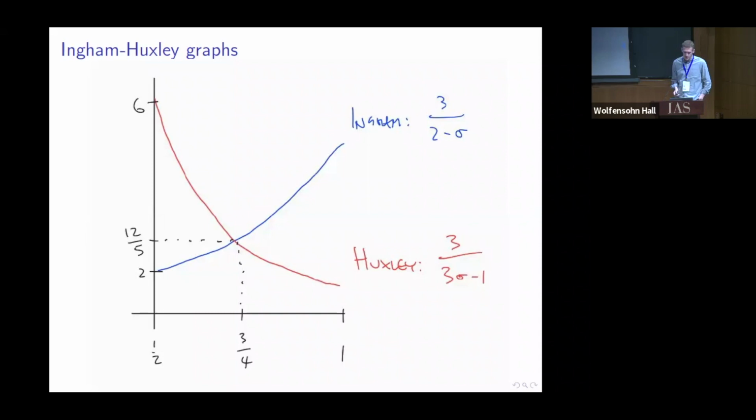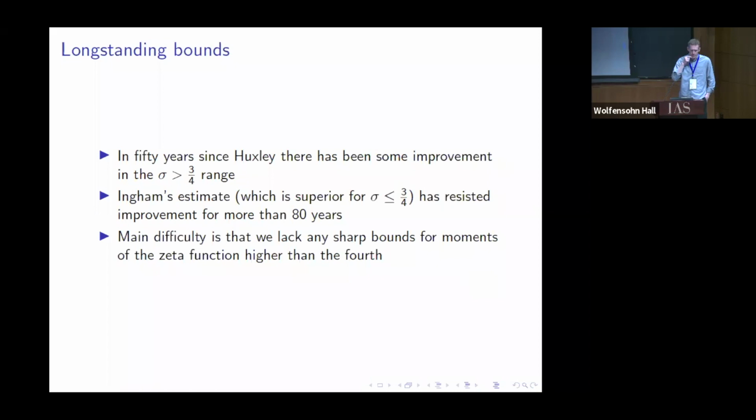Okay, so as I mentioned some of the years, these bounds have been around for a very long time. Huxley proved his result about 50 years ago. And since that time, there has been a little bit of improvement on density estimates when sigma is greater than 3/4. So for instance, we know that the density hypothesis actually does hold in some range of sigma, where sigma is a little bit larger than 3/4. There has been some improvement there in this time since Huxley. And then Ingham's estimate, going all the way back to 1940, is superior when sigma is smaller, when sigma is less than 3/4. There's basically been no improvement for more than 80 years. Okay, so we're still essentially stuck in the same place.